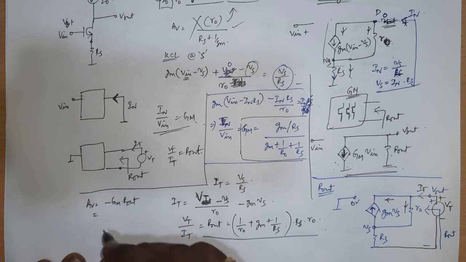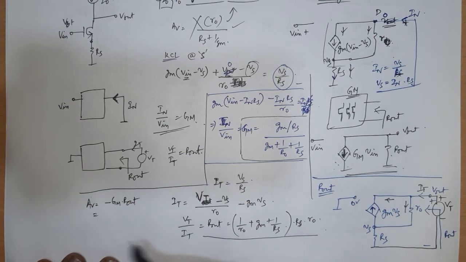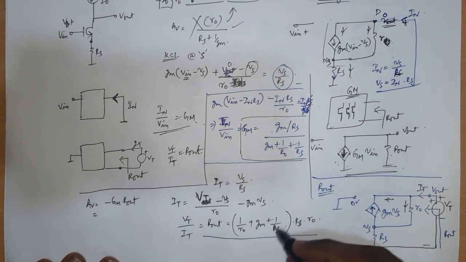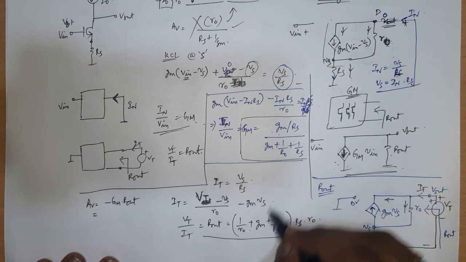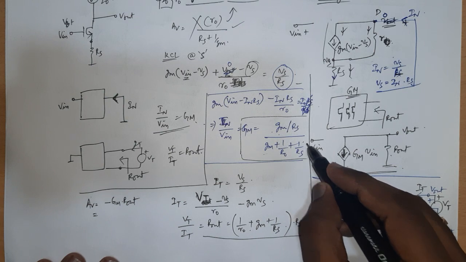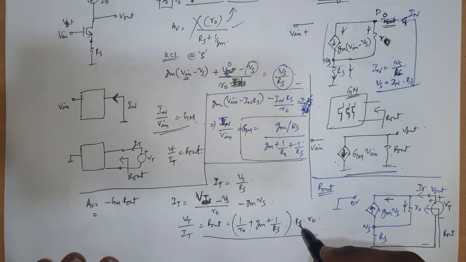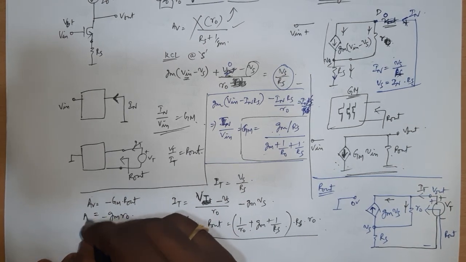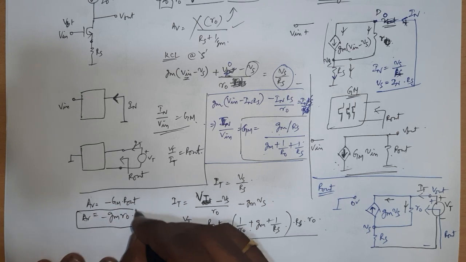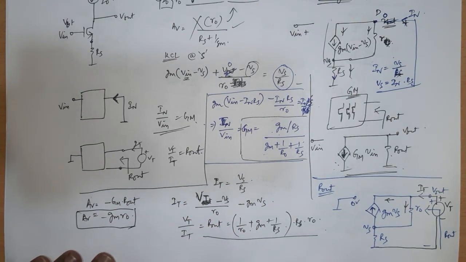So this AV is given as the product of these two. You see this numerator will cancel with this denominator, and this Rs and Rs will get cancelled, and Gm R0 will remain, negative of Gm R0, AV. This is what the actual gain is.